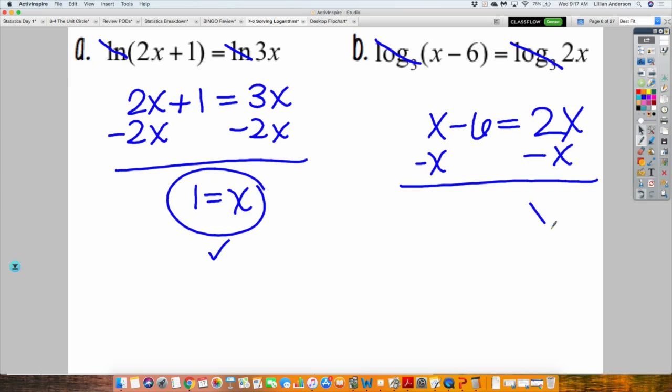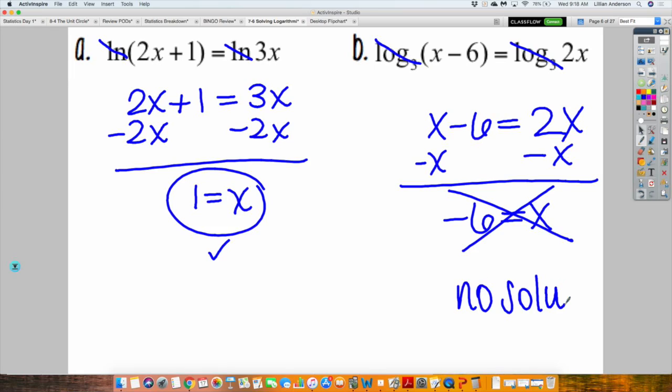X equals what? Negative 6. When I plug it back in, what's negative 6 minus negative 6? Negative 12. Can I take the log of a negative 12? So this is not a solution. It's extraneous, which means this is a no solution type problem.